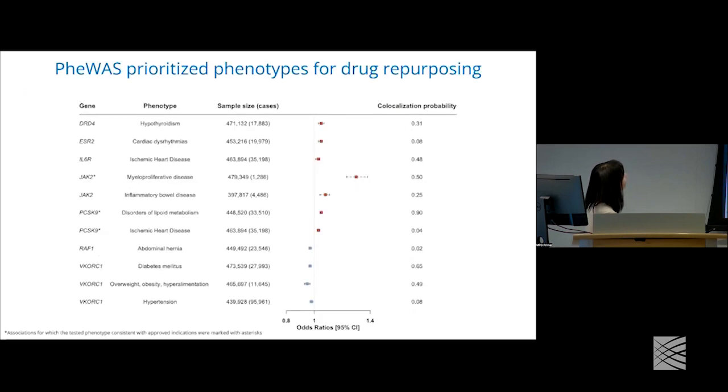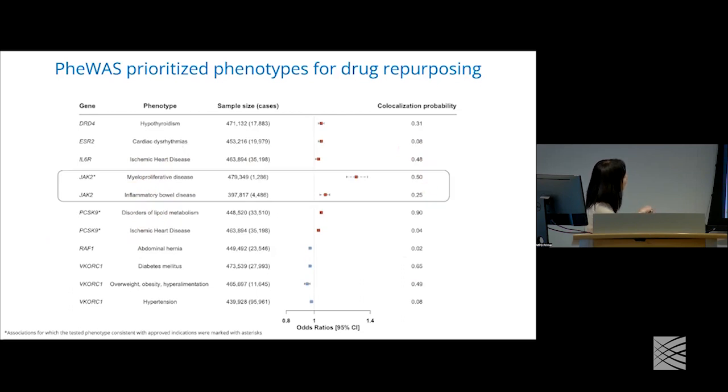Here is the result prioritized from our TWAS study. The first column is the names of the genes that we tested. And the second column is the phenotypes encoded by PheCodes using ICD codes. And this column is the effect size from the association studies. And the last column is the co-localization probability.